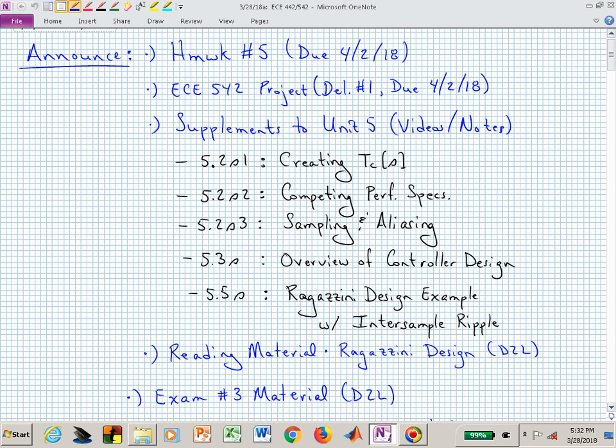Hopefully, that's the plan. And if you're in 542, your deliverable number 1, which is essentially tell me what you're trying to do with your project, not a 20-page write-up. It needs to be no more than a page and probably less than that as far as explaining what you're trying to do with your project. That's deliverable number 1, and there should be a Dropbox for that.